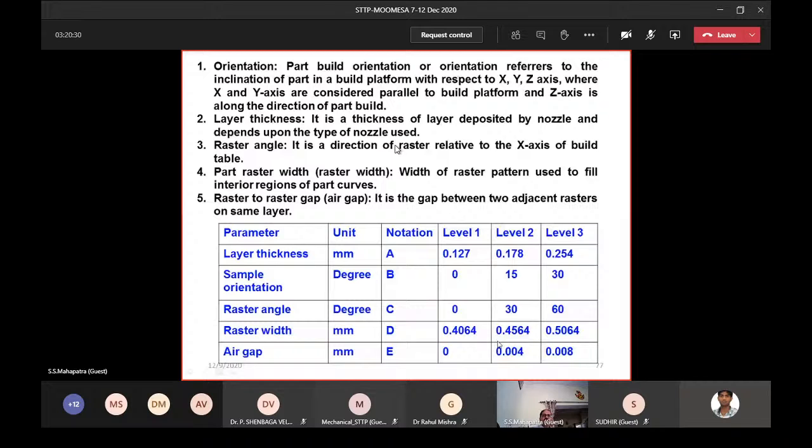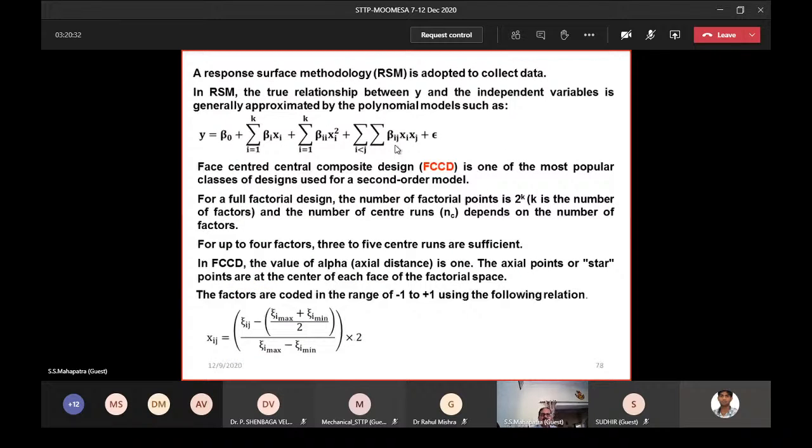Now, response surface methodology has been adopted for conducting the experiment. Here we have used the face-centered central composite design. If you use the face-centered central composite design, then the number of levels for all the factors will be 3 only, or the axial points lie on the face of the cube.